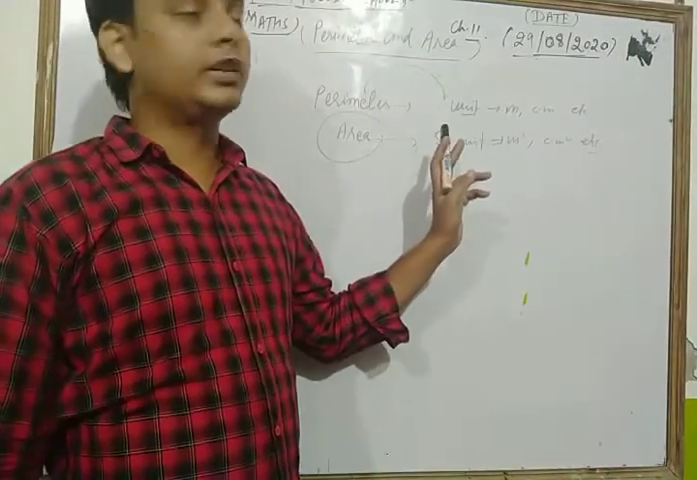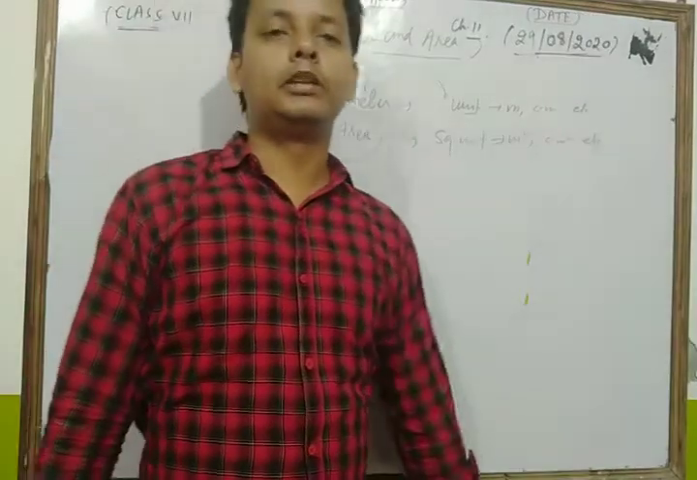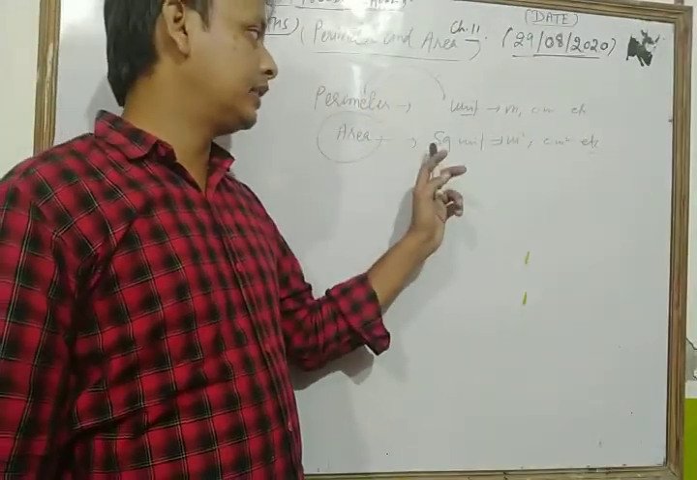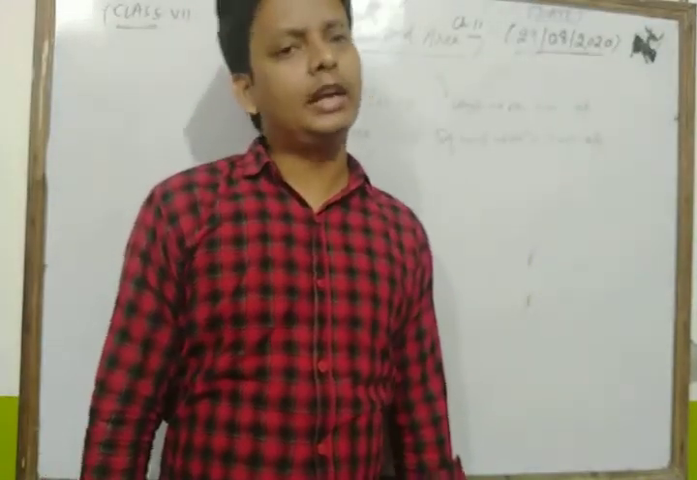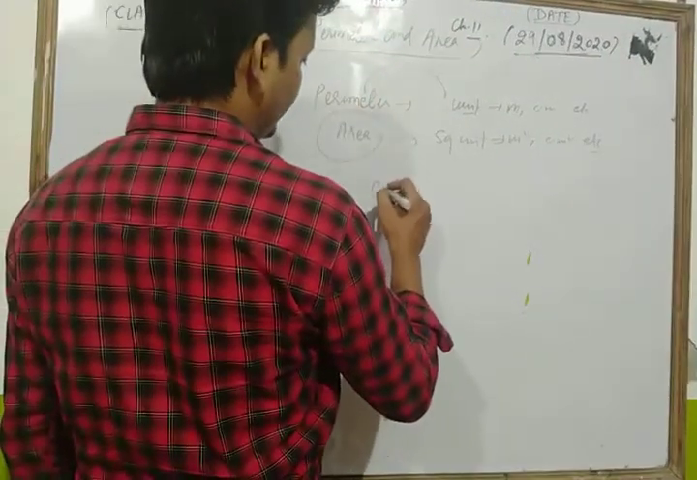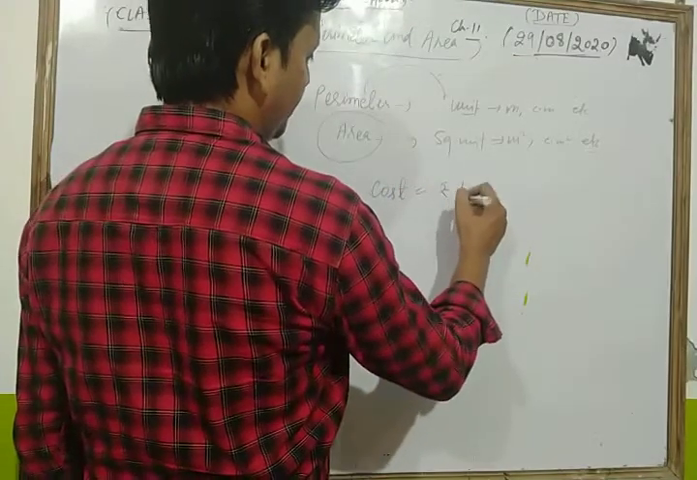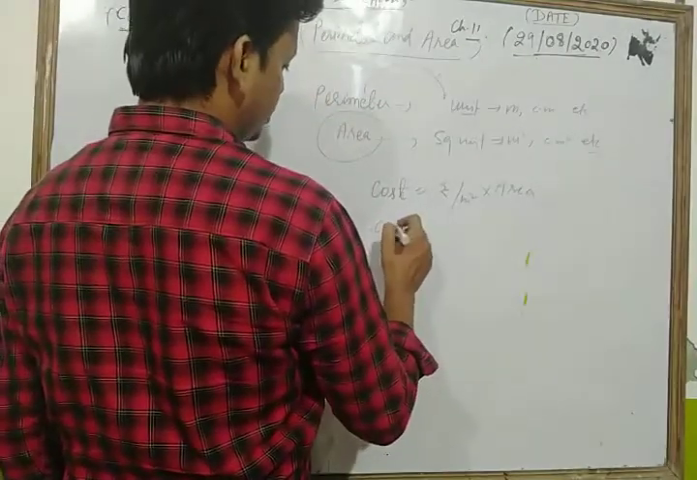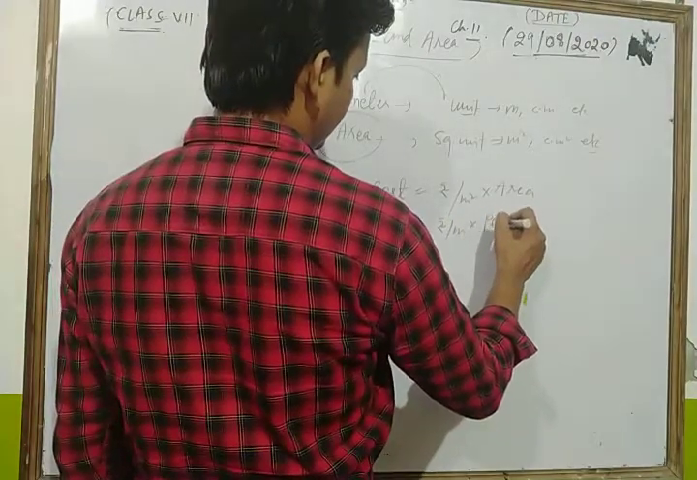The perimeter of any geometrical figure is always in units, meaning meter, centimeter, millimeter, etc. But the area of any geometrical shape is always in square units, that is meter square, centimeter square, etc. And one important thing is that if we find the cost for any geometrical figure at the rate of some amount, then cost is equal to rupees per meter square into area, and another formula for cost is rupees per meter into perimeter.